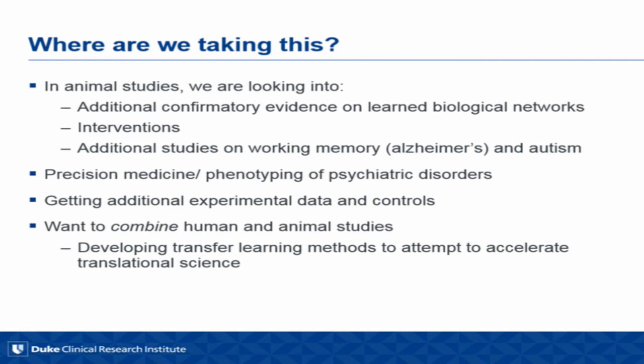So where are we taking this? We're looking into a lot of additional confirmatory evidence. We're looking at doing more interventions in optogenetics and neurostimulations. And we have studies on working memory and autism. We're very interested in precision medicine. But one of these last things, which is very interesting, is that we're trying to make these human and animal studies much more aligned. And can we actually put them into the same machine learning model? This is something that we're hopeful can be used to accelerate translational science.